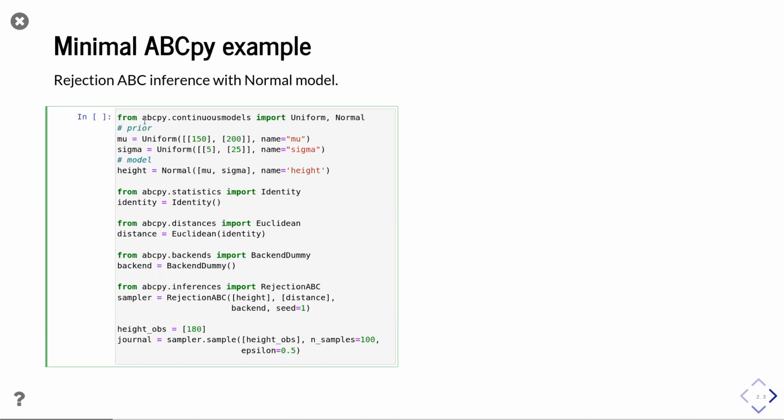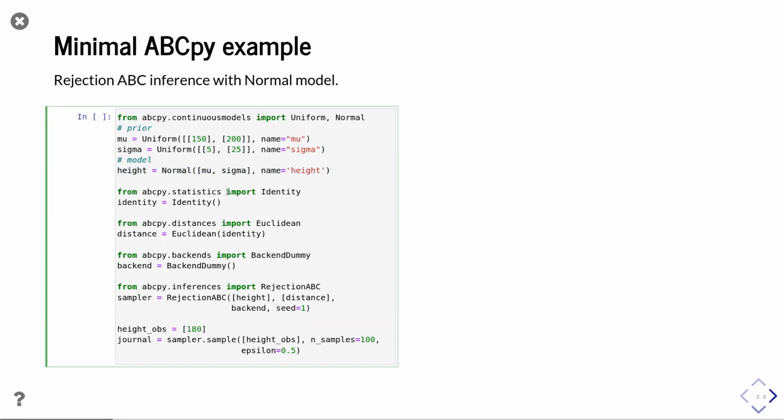First of all, we have a normal model which has two parameters, which are the mean mu and the standard deviation sigma. And we define priors for the parameters. You need to import the distributions from the ABCpy library, and then you just define the priors with these two lines. I'm using here uniform priors just for the sake of simplicity. Then you need to define the model, which is quite easy. You define a normal model, which takes as inputs the mean and standard deviation.